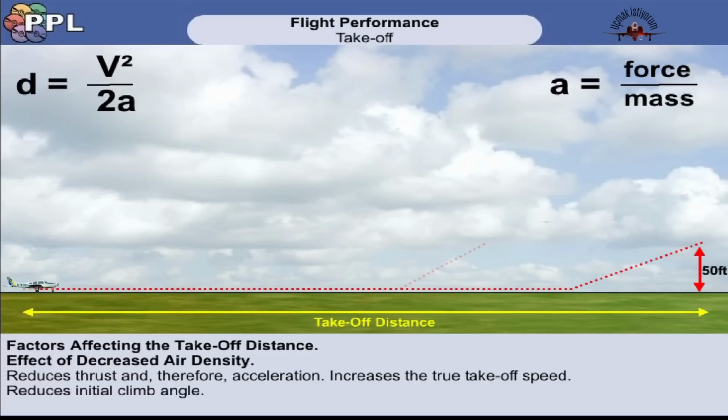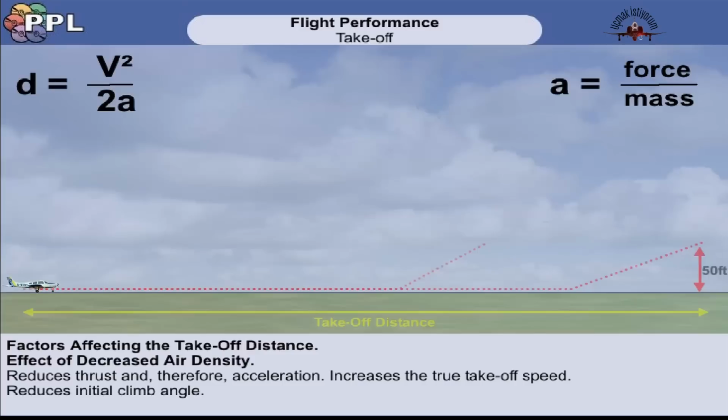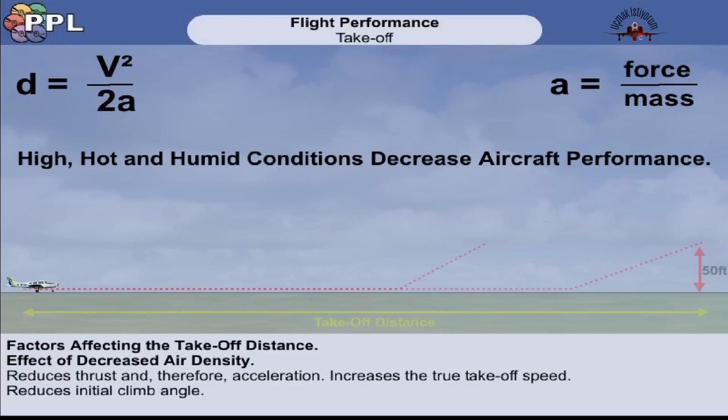The third effect that density has on the takeoff distance is that it will reduce the angle of the initial climb, and as already mentioned, this will increase the airborne distance to get to 50 feet. We must be aware of what causes low density and therefore low aircraft performance. A useful statement to memorize is that high, hot or humid conditions all decrease air density and aircraft performance.